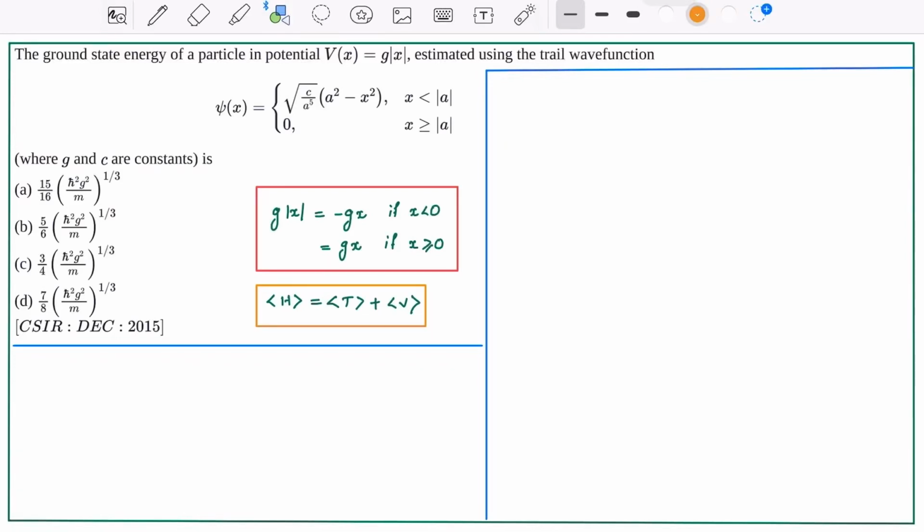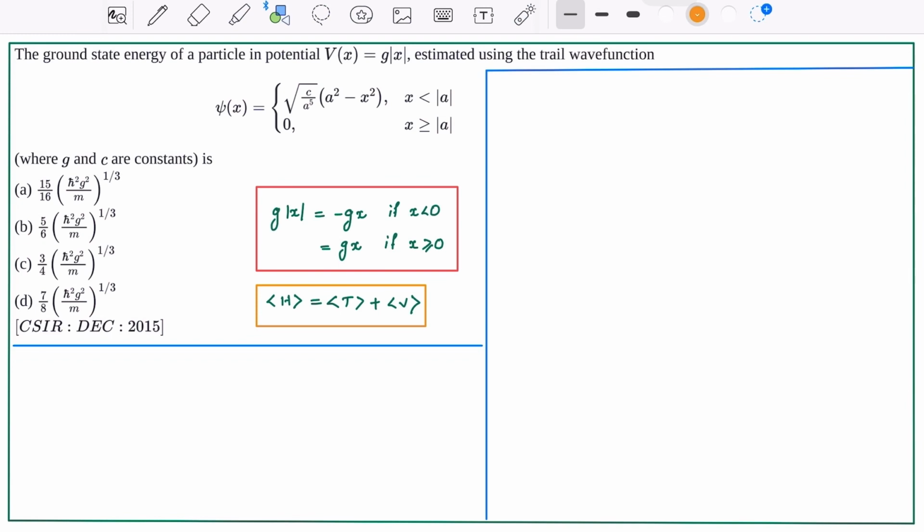Problem 22, Quantum Mechanics. The question is: the ground state energy of a particle in a potential V of x equal to G mod x, estimated using the trial wave function psi of x equal to root of c by a raised to 5 times (a square minus x square) when x is less than mod a, and 0 when x is greater than or equal to mod a, where G and c are constants, is.